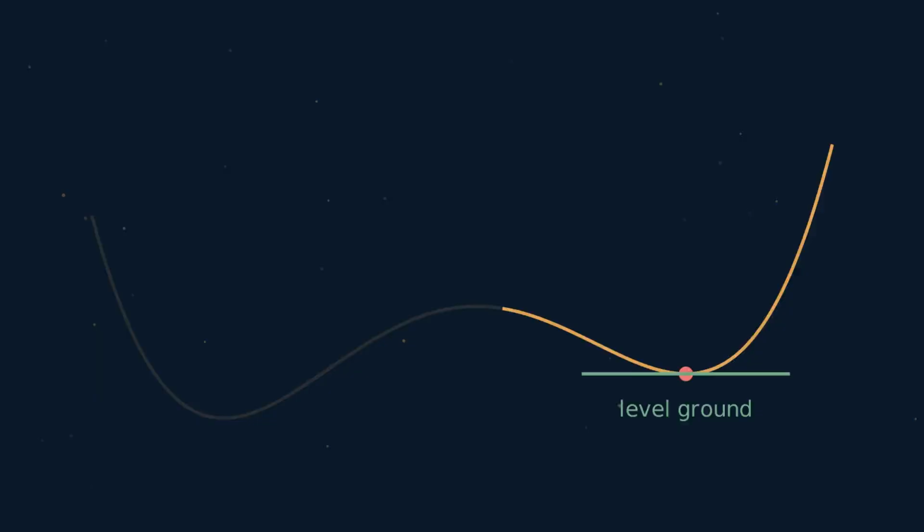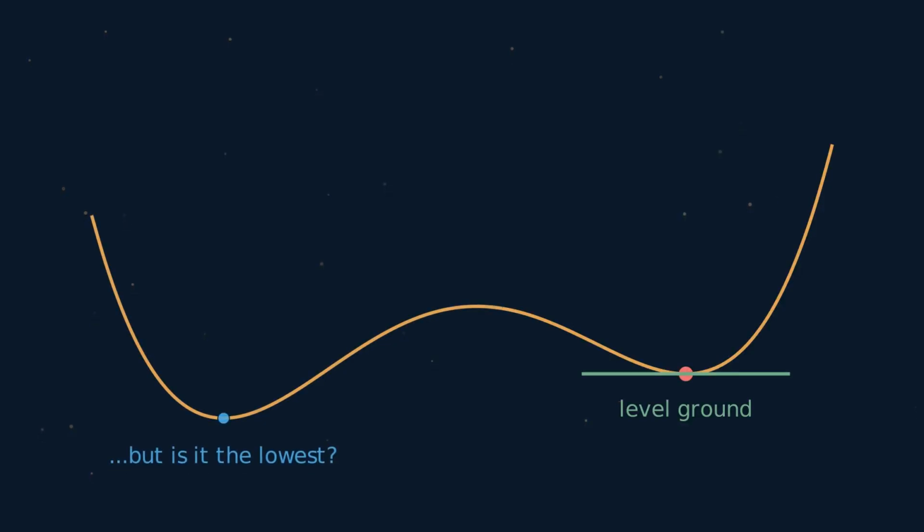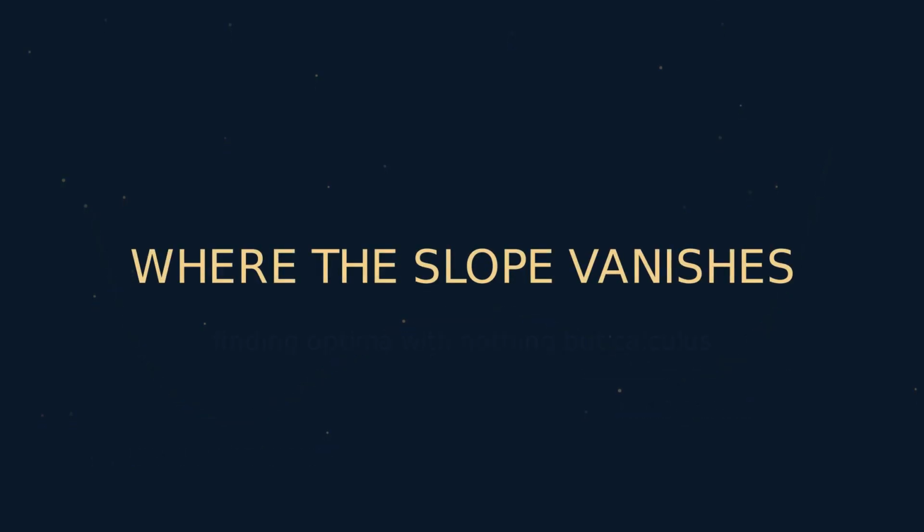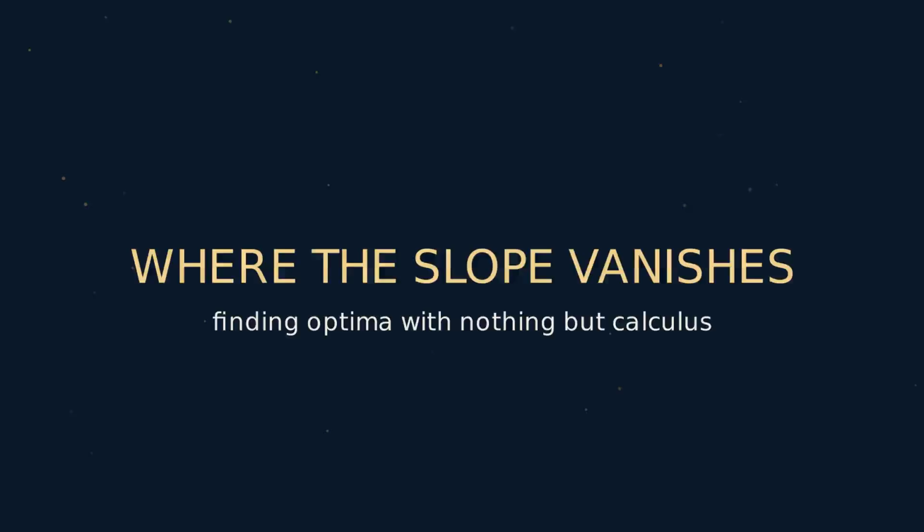That single instinct is the whole of this subject in miniature. Though notice the catch that will shadow us the whole way. Flat ground means you stopped going down. It does not promise there is no deeper valley hiding behind the fog. Let us turn that instinct into a method. One that works on a curve, on a surface, and in 1,000 dimensions you could never draw.